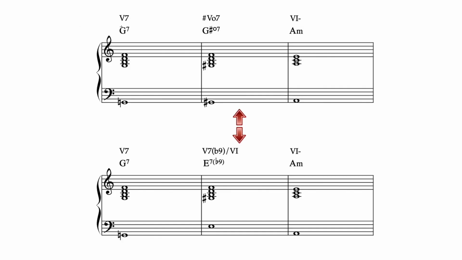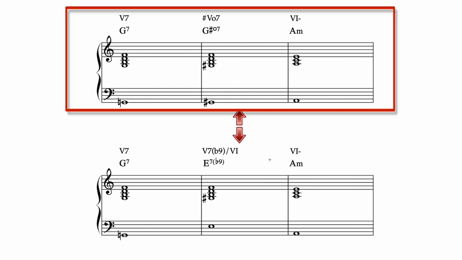Next, we have the passing chord between the 5 chord and the 6 chord, and this is the sharp 5 diminished 7, and this is the substitute for the 5 of the 6 chord.